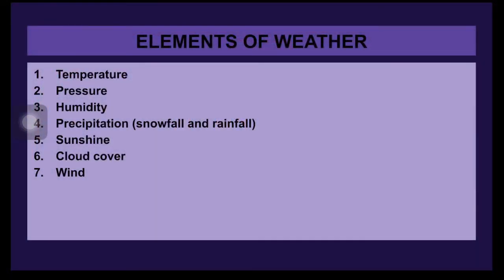Hello everyone. In today's video we'll learn different elements of weather. So these different elements of weather include temperature, pressure, humidity, precipitation, which includes snowfall and rainfall, sunshine recorder, and cloud cover, wind.